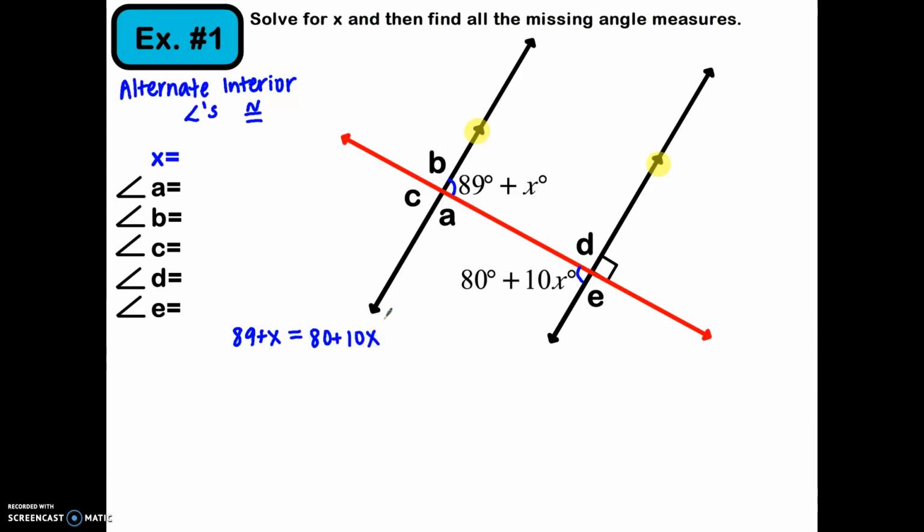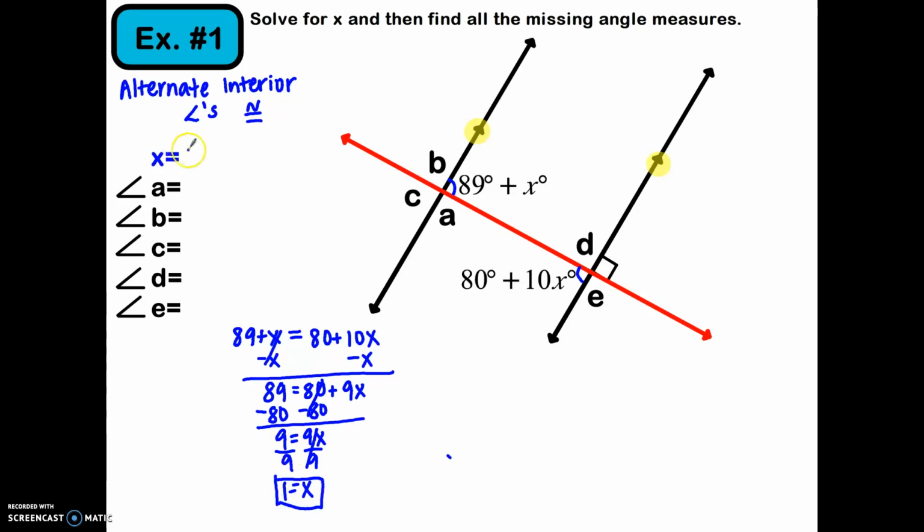I know you all can solve this. Combine your like terms by putting the variables on the same side. And then get your constants on the same side. Subtraction property of equality. 9 equals 9x. Divide by 9 on both sides. X equals 1.